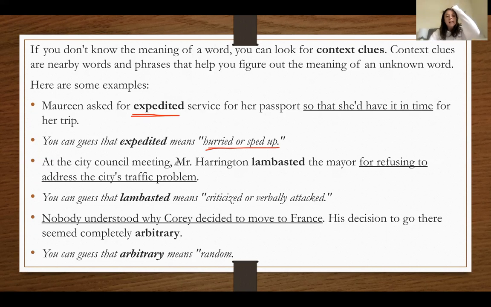Next, at the city council meeting, Mr. Harrington lambasted the mayor for refusing to address the city's traffic problem. So clearly, Mr. Harrington is a little bit upset. We can tell by the word refusing. That in here kind of has a negative connotation. It seems like the mayor is not doing something that Mr. Harrington wants him to do. So we can tell that lambasted is negative. Probably means he criticized the mayor, or maybe he verbally attacked him.